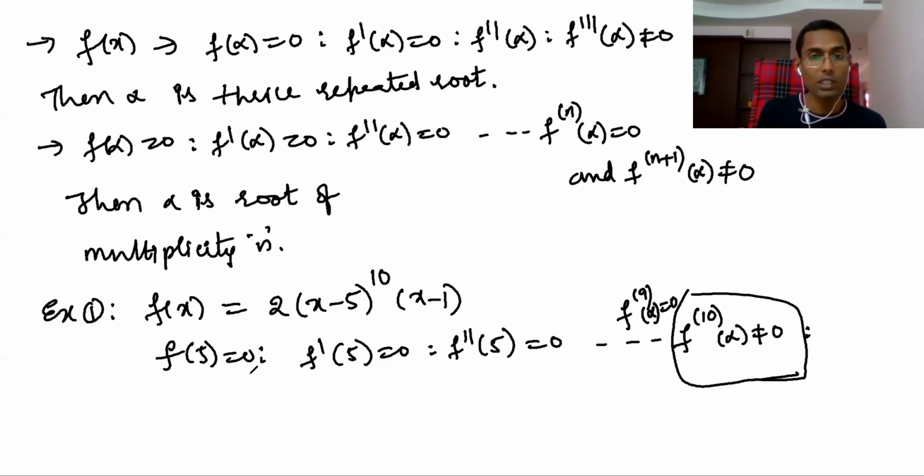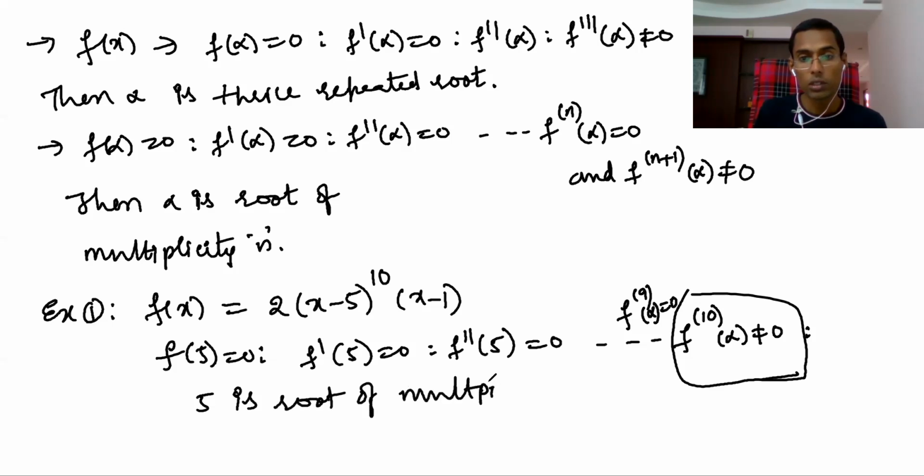So now what we can say is 5 is a root of multiplicity 10. So that means 10 times it is repeating. So that is very simple if you take like this and see. Also, this is the multiple roots concept, and by using this, you can solve the problems.